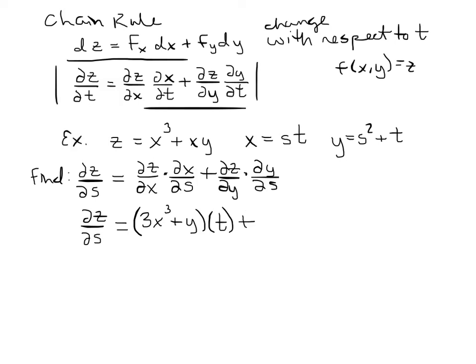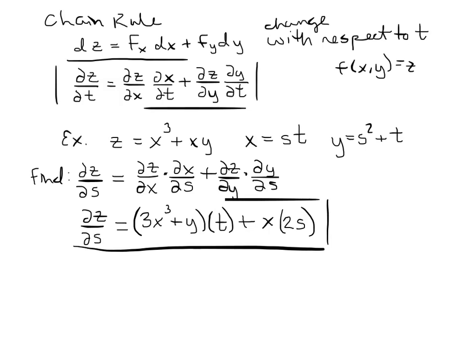Then let's take the partial of z now with respect to y. This first term is going to be constant. This next term we'll just get an x. And then take the partial of y with respect to s. So we get 2s out of it. So there's our partial now of z with respect to s.